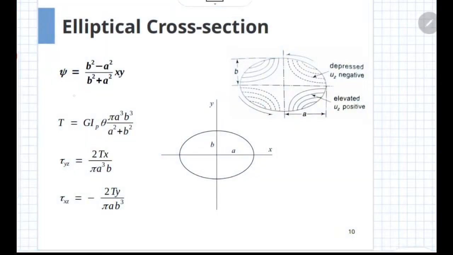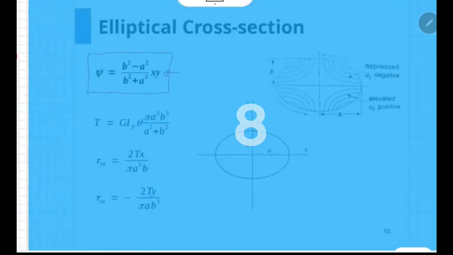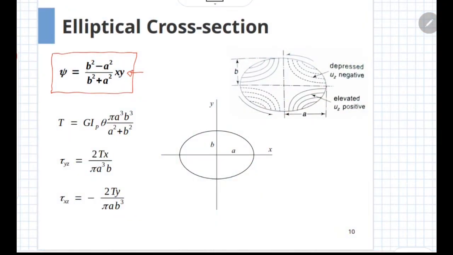For the elliptical cross section, again the psi can be shown to be equal to the expression given here. To obtain these expressions, one would have to refer to the textbook. I am not covering it here. This warping function is interesting compared to the previous, where psi is constant, which means that all cross sections are going to remain flat. They are not going to have any warping, whereas in the elliptical cross section we are having warping taking place.